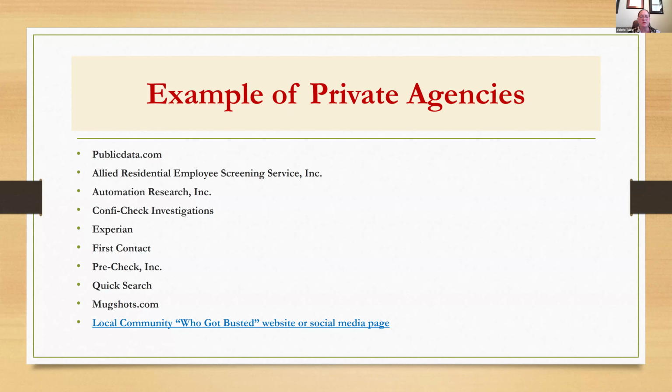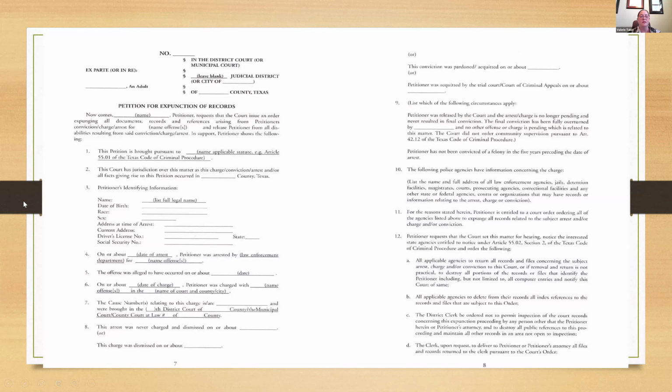So here's some examples of private agencies, like I said: Public Data, Experian, First Contact, Mugshots, Local Community Who Got Busted. You just have to let your fingers do the walking, and figure out where. All right. This is an example of a petition for expunction. And I've actually included this blank sample in the materials that I will ultimately send to you, just to have a copy, and go from there.